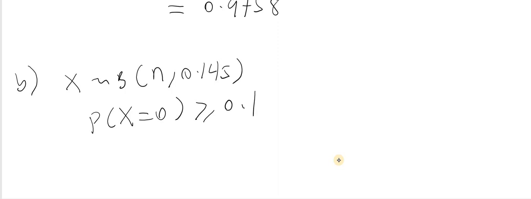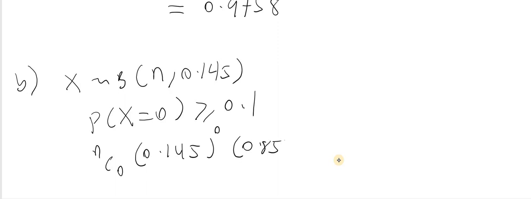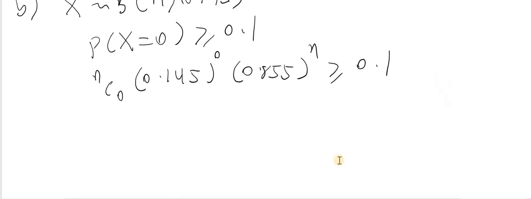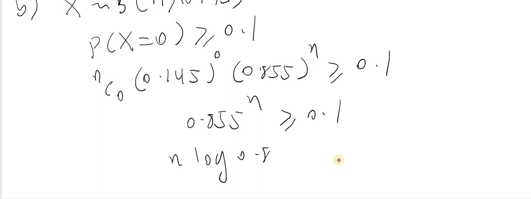Okay, you can substitute your X equals 0 inside the formula: nC0 times 0.145 to the power of 0 times 1 minus p, which equals 0.855 to the power of n, greater than or equal to 0.1. nC0 equals 1 and 0.145 to the power of 0 equals 1, so 0.855 to the power of n is greater than or equal to 0.1. To simplify, you take log on both sides: n log 0.855 greater than or equal to log 0.1. Okay, n is greater than or equal to log 0.1 over log 0.855.